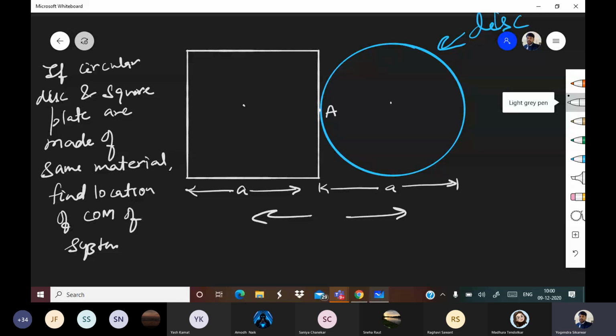Tanmay is saying left of A. Amod is saying in square plate. Okay, left of A. Okay, everyone. Let me tell you, your answer is correct. And let me show you how. Suppose we had a square plate on this side also. Then our situation would have been like this.